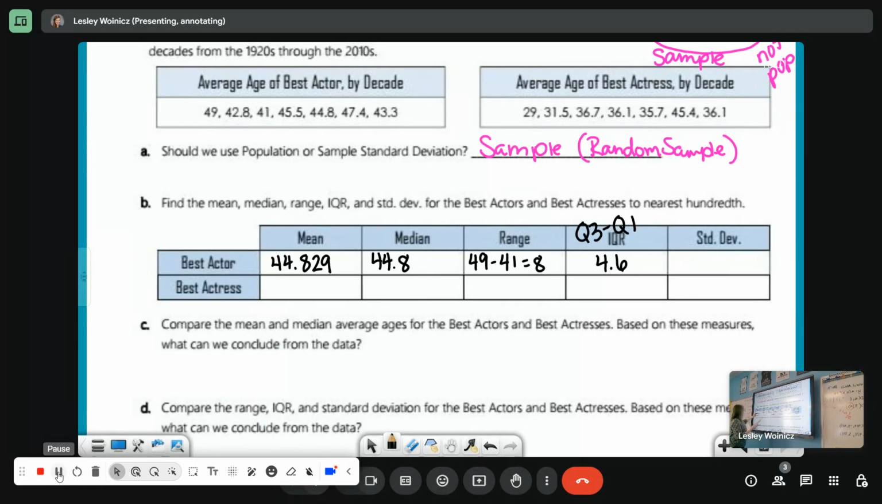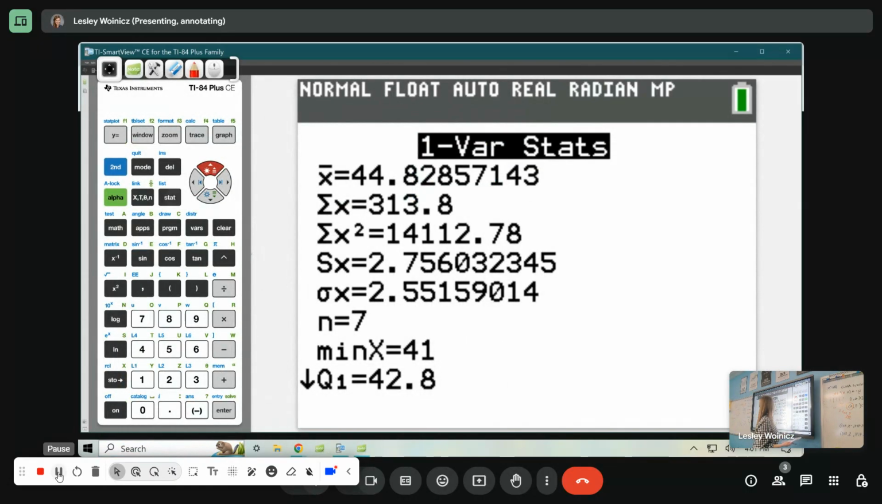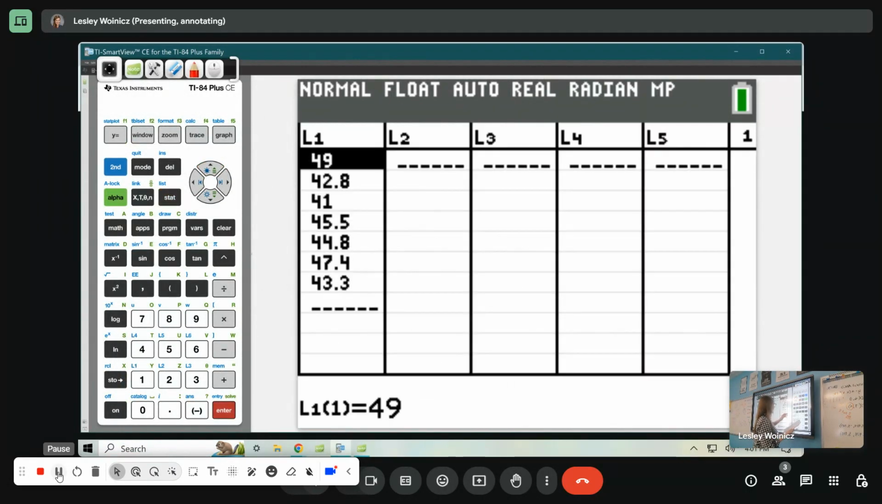And my standard deviation, because I'm doing sample, is S sub x. So that was 2.756. All right, now we have to do the same thing for the ladies. I'm going back to my calculator. Stat. Edit. I'm just going to copy the ladies over the top of these because they're the same length list. So I have 29, enter.